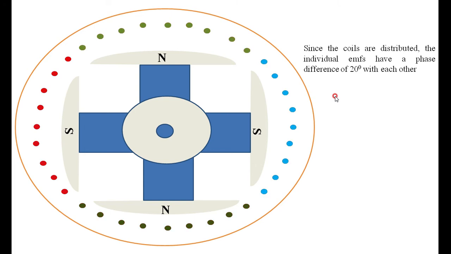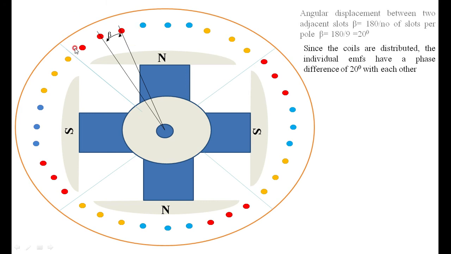See here once again. The conductor here has ECS, here also ECS, here also ECS. But the phase displacement between each induced voltage is 30 degrees. Therefore, how are we getting the voltage? ECS is the induced voltage in one of the conductors.